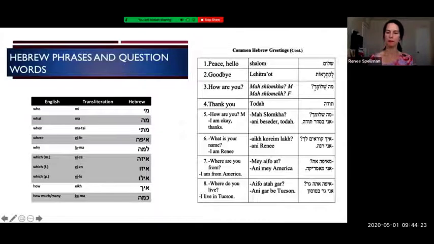Then number 7, where are you from? Me'efo at. An answer could be ani me America, or ani me Israel, or ani me Sin, which is China. And number 8, where do you live?